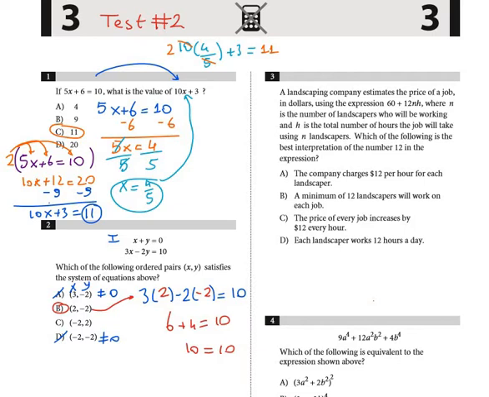This is one method: you can plug in the options to see whether they satisfy both equations, or you can go ahead and do the elimination or substitution method and solve the system.